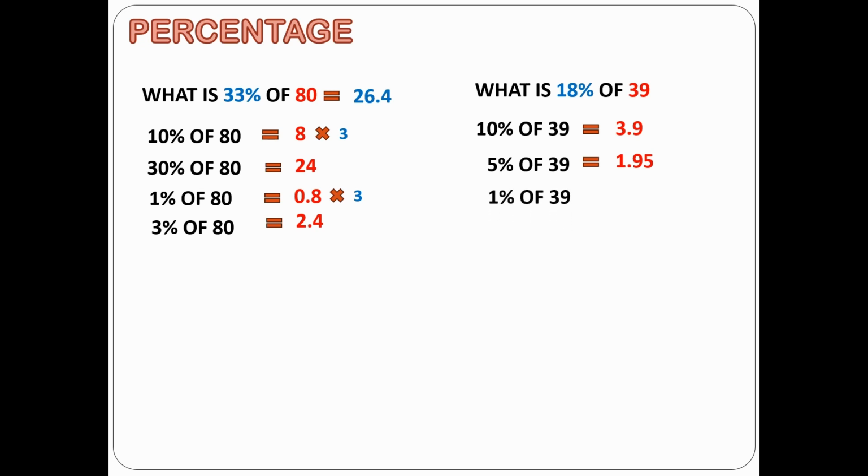Now, what about 1% of 39? If 10% is 3.9, 1% is 0.39. Now, we need 3% of 39. 3% of 39 is basically 0.39 times 3, and that is equal to 1.17. Now, what we need to do is add 10%, 5%, and 3%. And that is equal to 7.02.